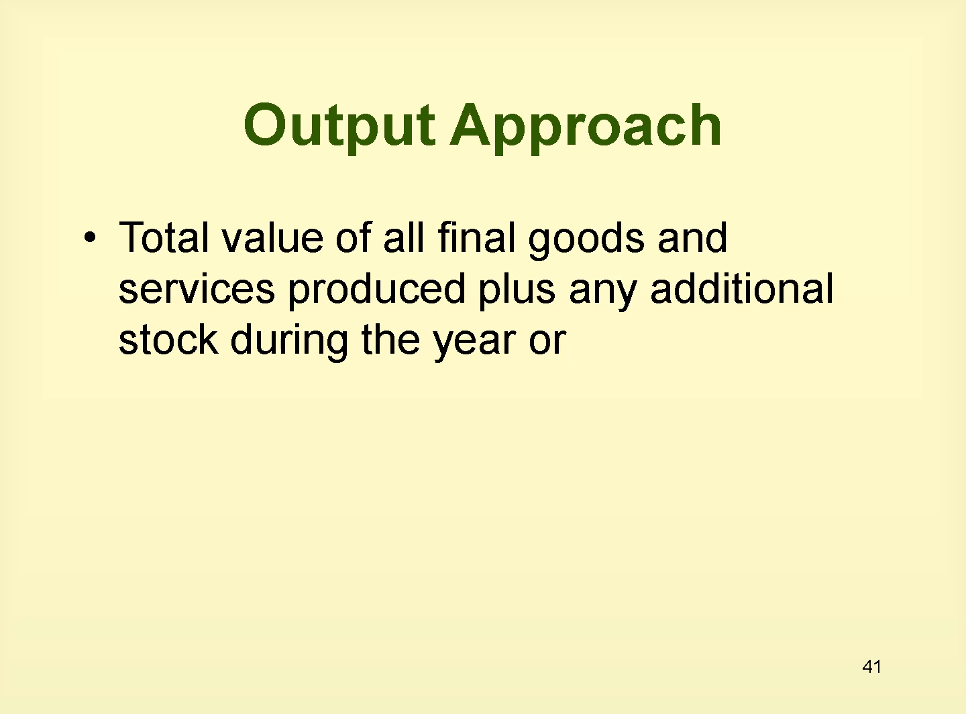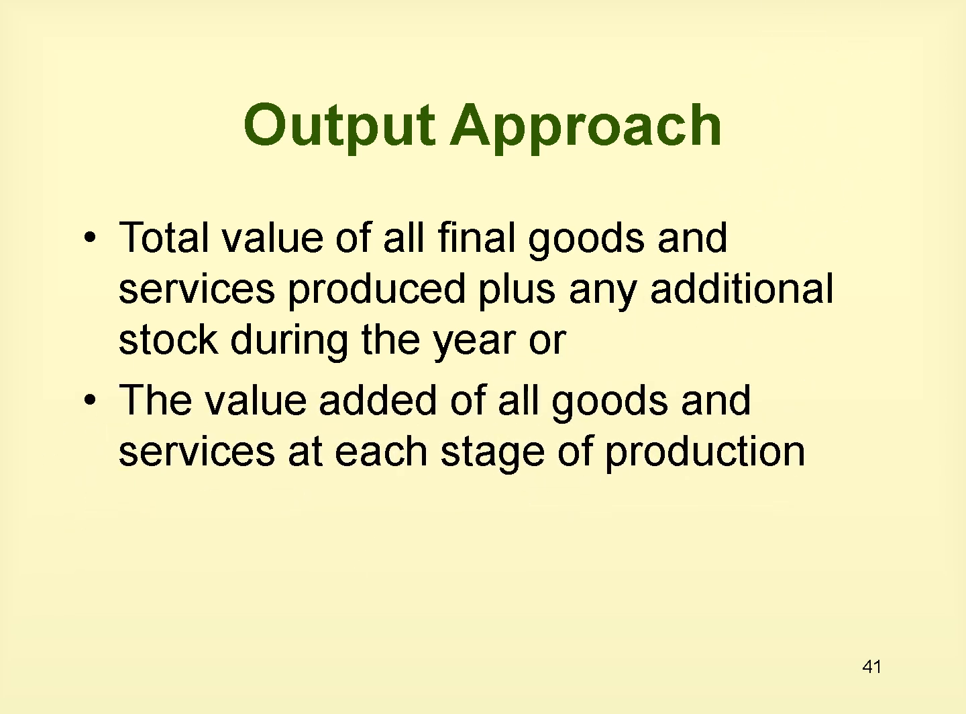Okay, this is the main objective in this chapter 8. So the output approach is total value. You calculate the national income by using the total value of all final goods and services produced plus any additional stock during the year, or the value added of all goods and services at each stage of production.